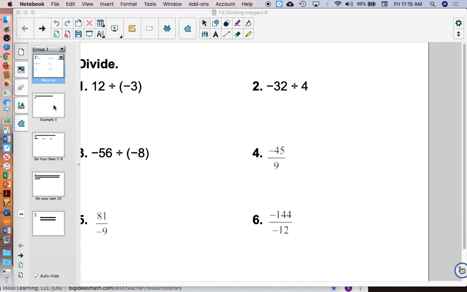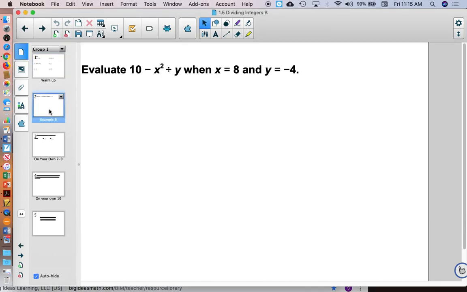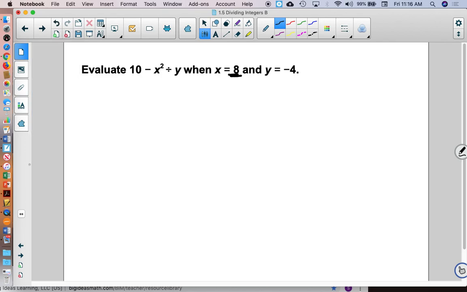Dividing integers, 7th graders, is this one right here. Okay? And it looks pretty ugly, and I've already looked out and saw some faces going, ew, what do I do with that? It's telling me that for the value of x, I substitute an 8 in, and for the y, I substitute a negative 4.